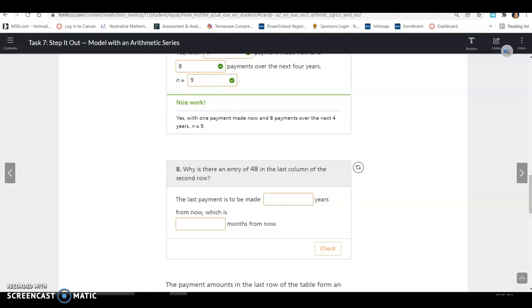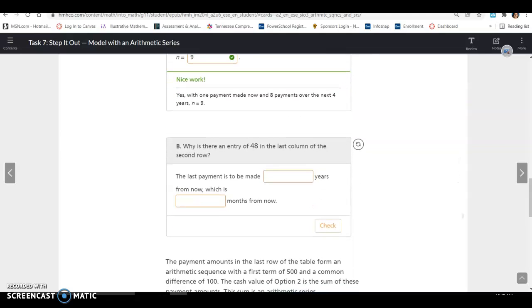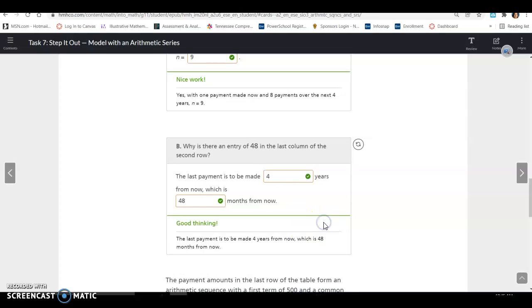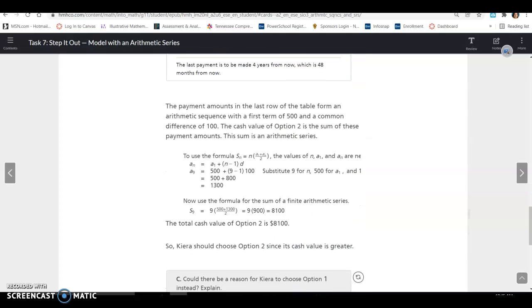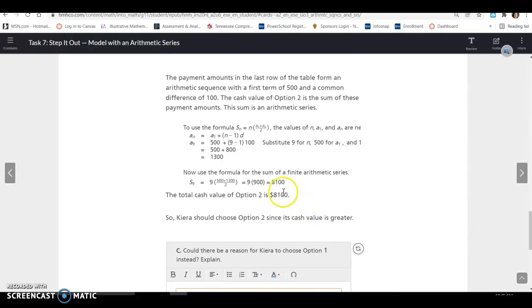All right, so why is there an entry of 48 in the last column? We already talked about that. The last payment is to be made after 4 years of college, which is 48 months from now. The payment amounts in the last row of the table form an arithmetic sequence with the first term of 500 and a common difference of 100, because it increases by $100 each 6 months. So the cash value for option 2 is the sum of these payment amounts. The sum is an arithmetic series.